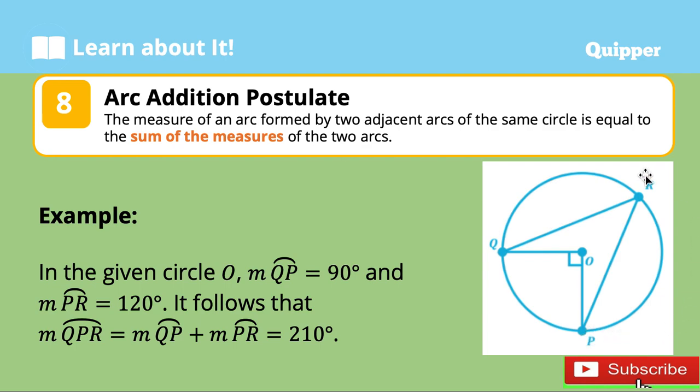QPR. Here, QP is equal to 90 degrees and PR is equal to 120 degrees. Just add them. 90 plus 120 is equal to 210. Therefore, the measure of arc QPR is equal to 210. That's the arc addition postulate.